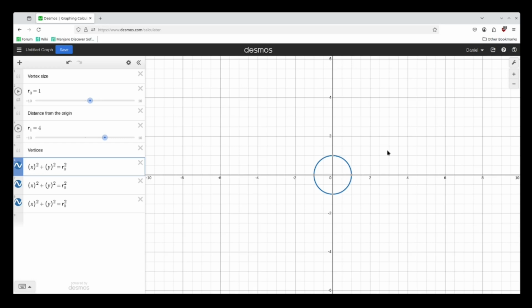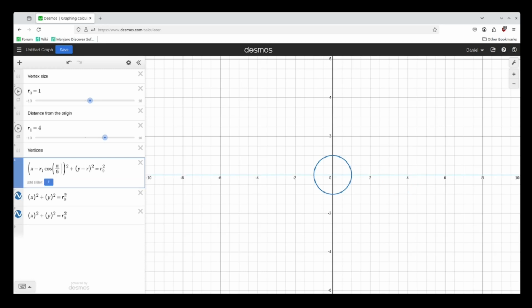And so to get 30 degrees, we still need to know the distance. We still need the cosine component. This is going to be pi over 6. And then this y is also going to be r sub 1 sine of pi over 6.